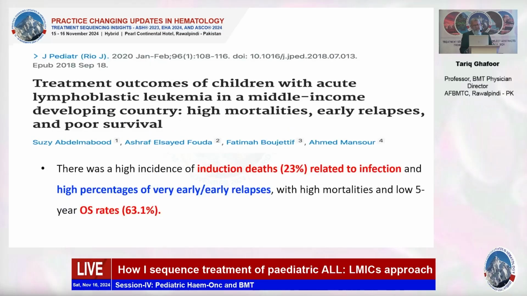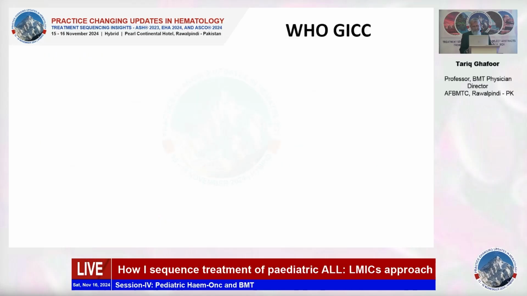So, treatment outcome in children. This is one study from Egypt. If you look at the induction mortality, it is about 23%. So what can we do to reduce this delay and unnecessary use of steroids?